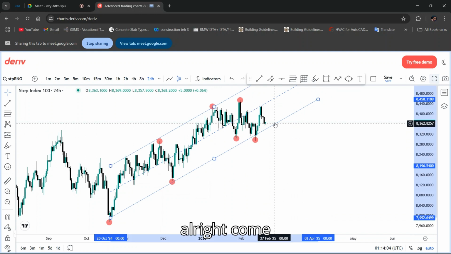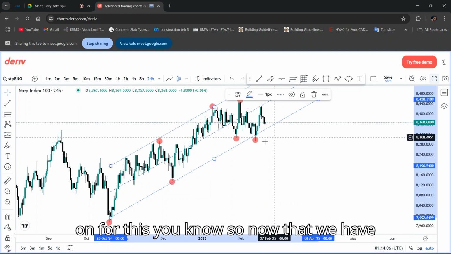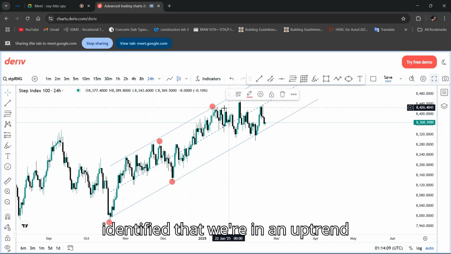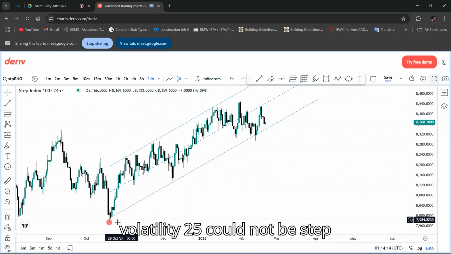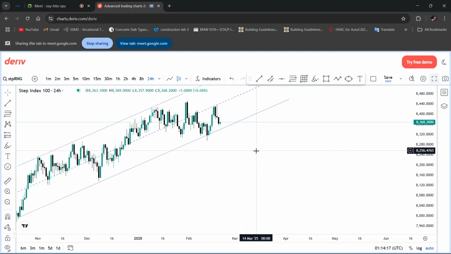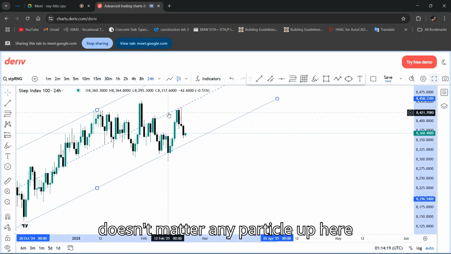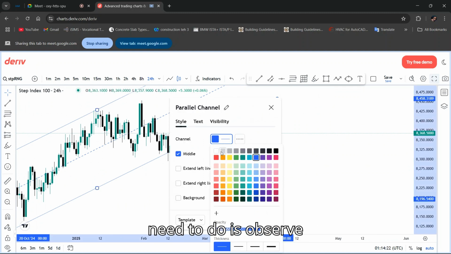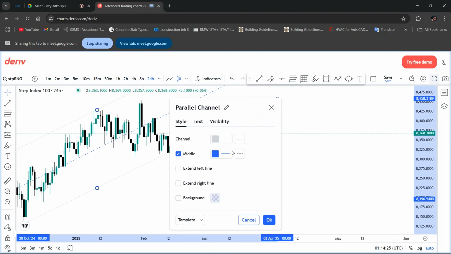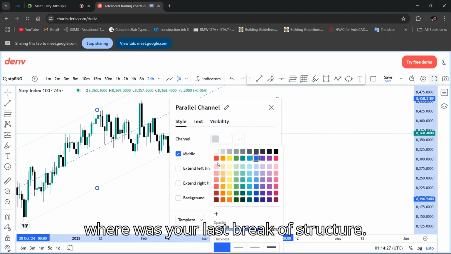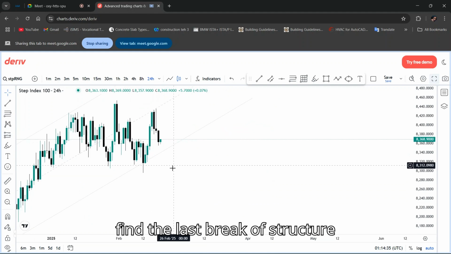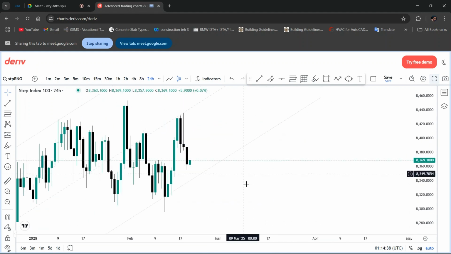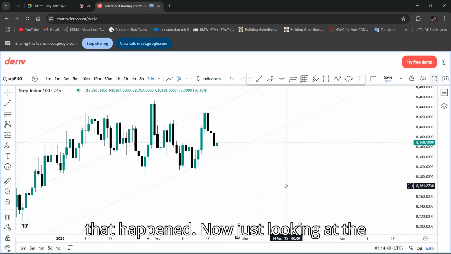Now that we have identified that we're in an uptrend, the next thing to do as you go up on any market at all, it could be volatility 25, could be step, doesn't matter, any particular pair you go on, the next thing you need to do is observe where your last break of structure was. Observe the current intra-trend that is there. You want to find the last break of structure that happened.